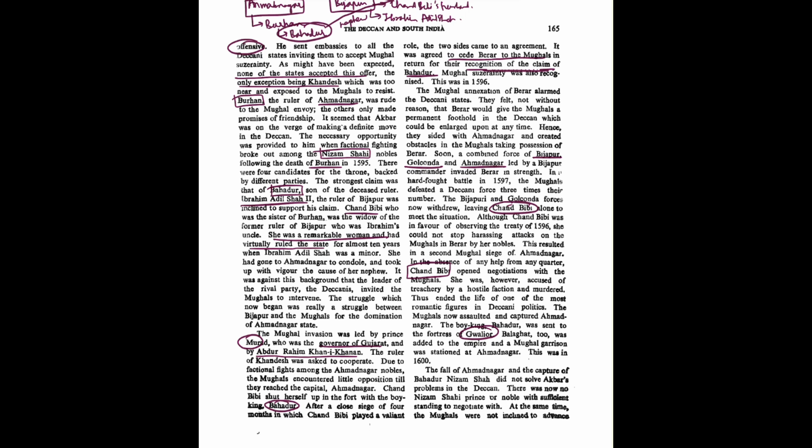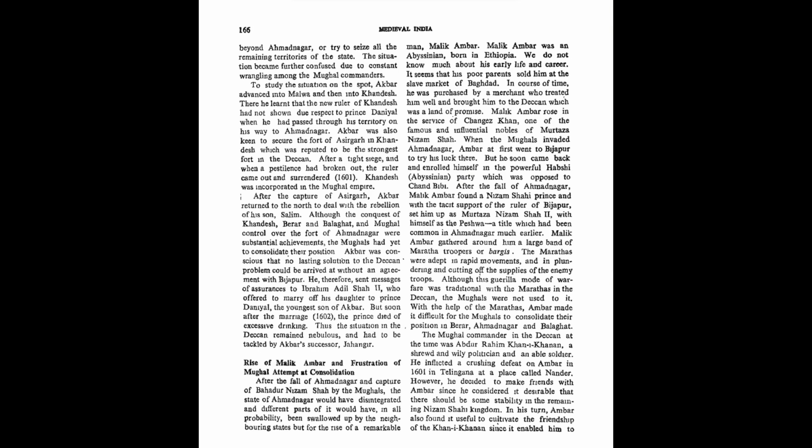Balaghat too was added to the empire, and a Mughal garrison was stationed at Ahmednagar. This was in 1600. The fall of Ahmednagar and the capture of Bahadur Nizam Shah did not solve Akbar's problem in the Deccan. There was now no Nizam Shahi prince or noble with sufficient standing to negotiate with. At the same time, the Mughals were not inclined to advance beyond Ahmednagar or try to seize all the remaining territories of the state. The situation became further confused due to constant wrangling among the Mughal commanders.